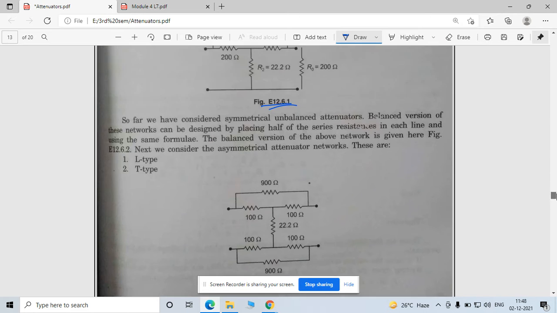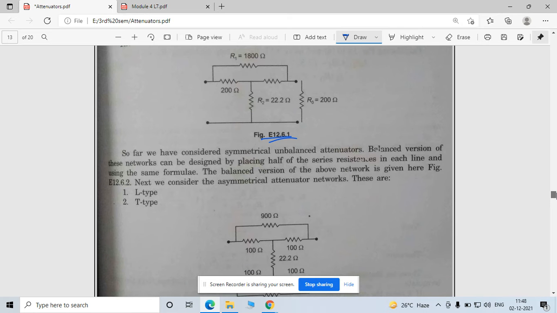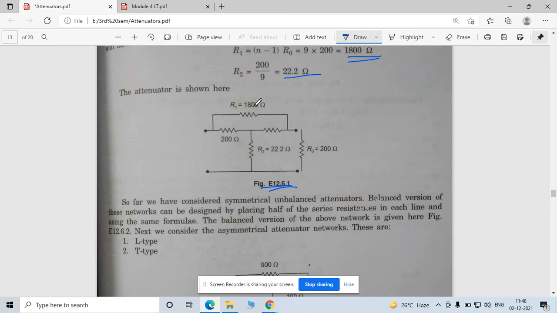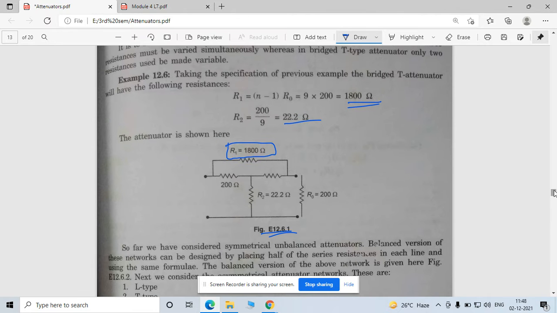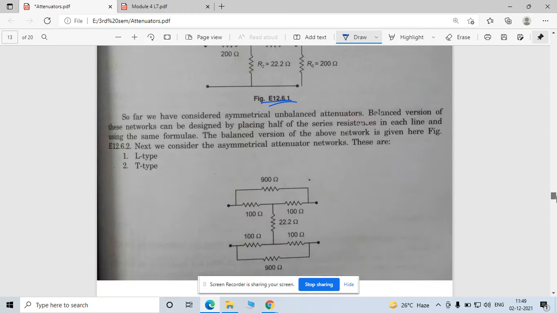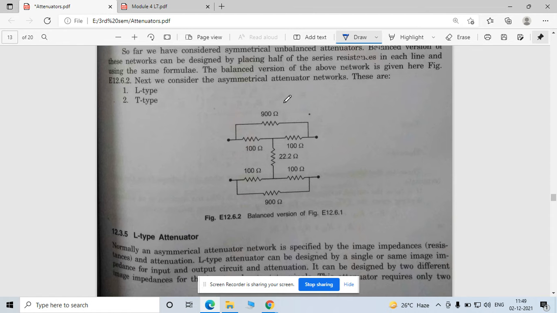Now, this bridge T type of attenuator you can also realize as your balanced network. Now, see, once you find out this parameter, you can also add one more circuit in that. Now, see, simply divide this R1 into two parts. That is, total is 1800, so 900 is each of these two resistances. Okay, and the same way, this series resistance is 200 ohm, so 200 is divided into two parts. That will be 100 ohm. So the same circuit you can use.